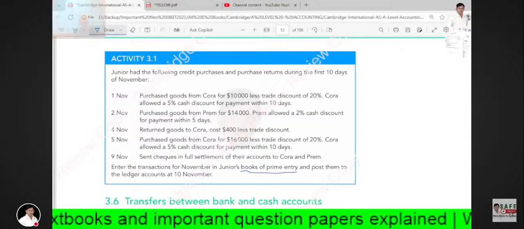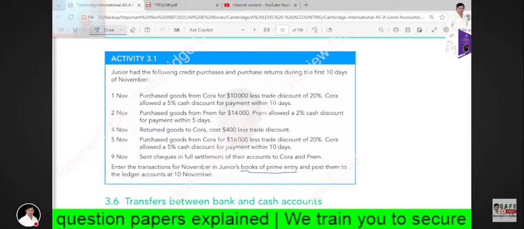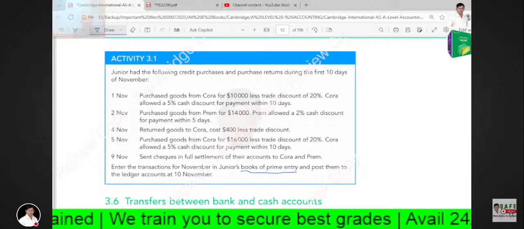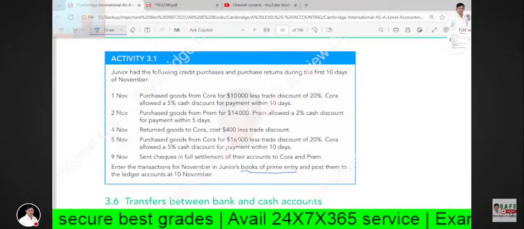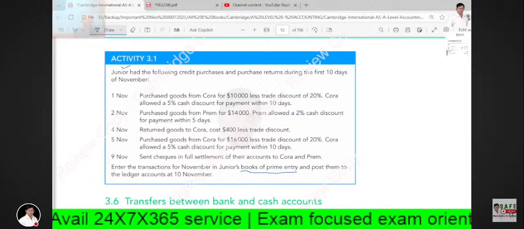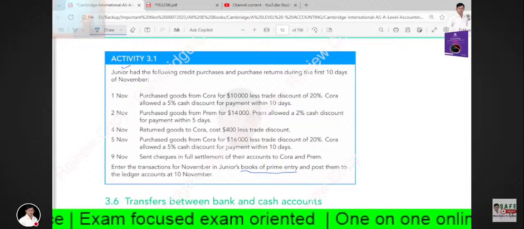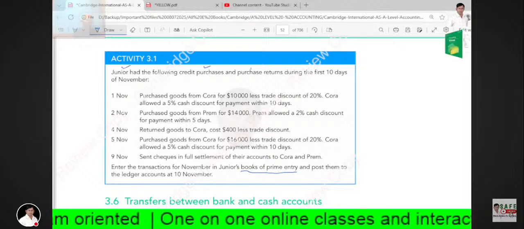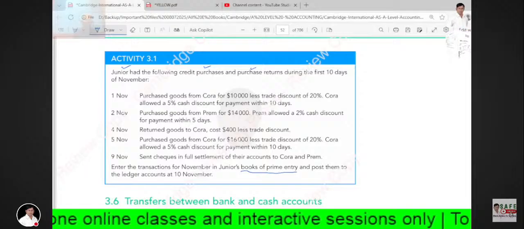So books of prime entry. So Junior had the following credit purchases. Junior is the name of the trader. So Junior had the following credit purchases and purchase returns during the first 10 days of November.